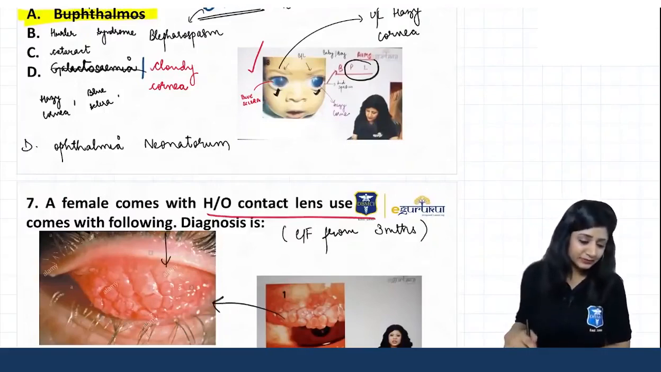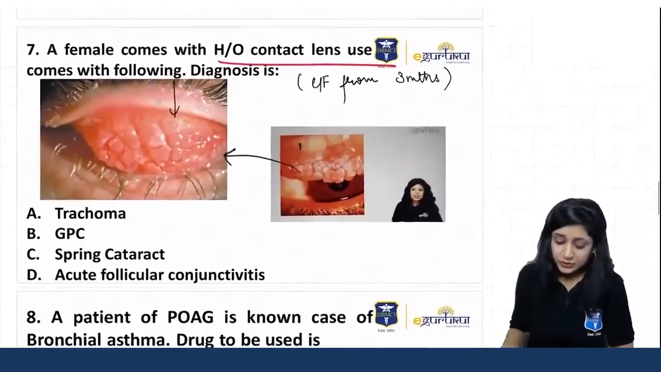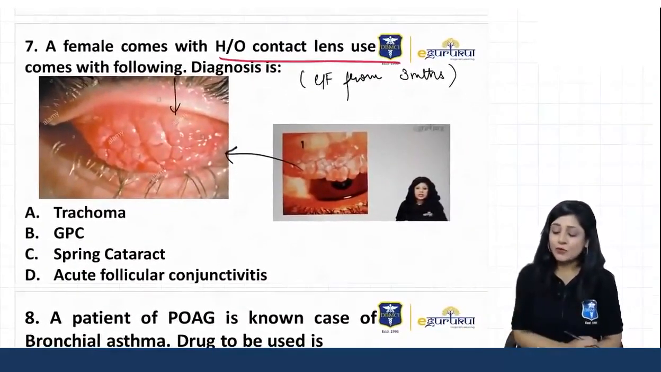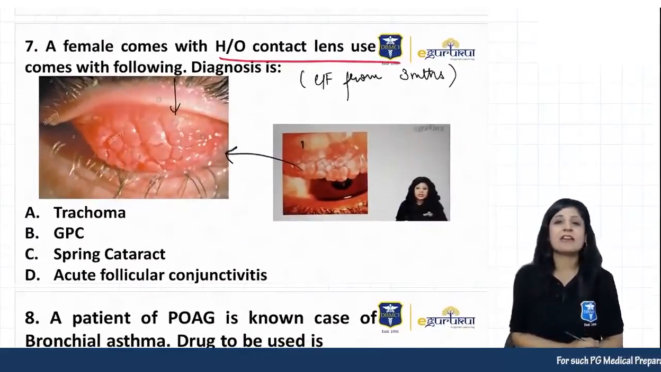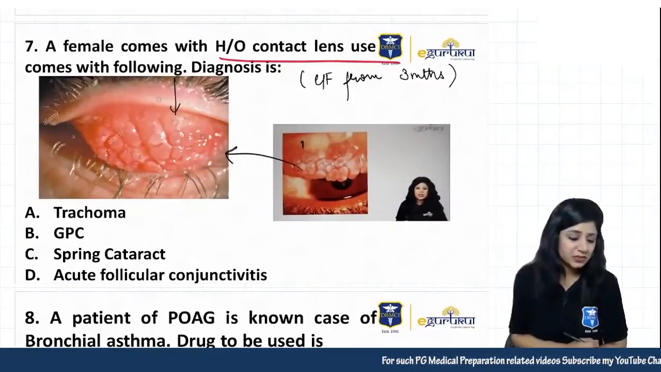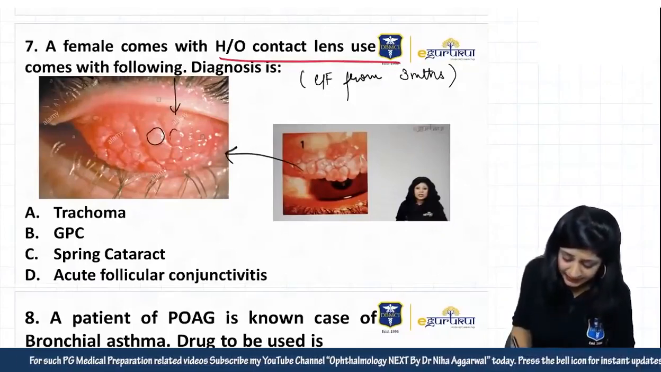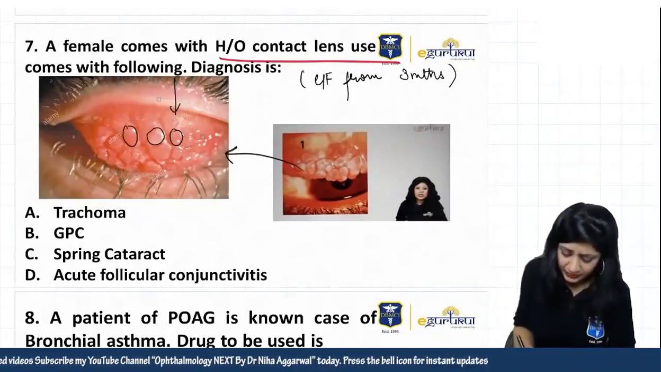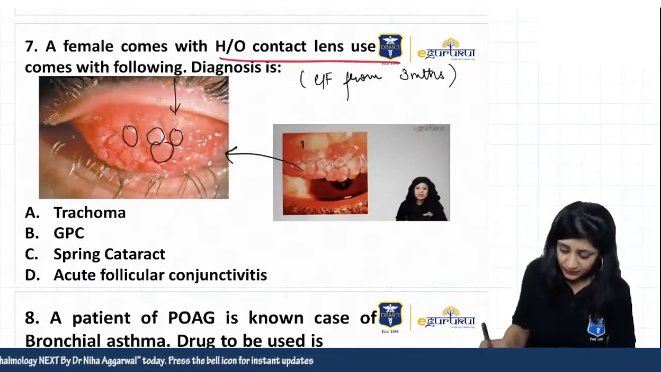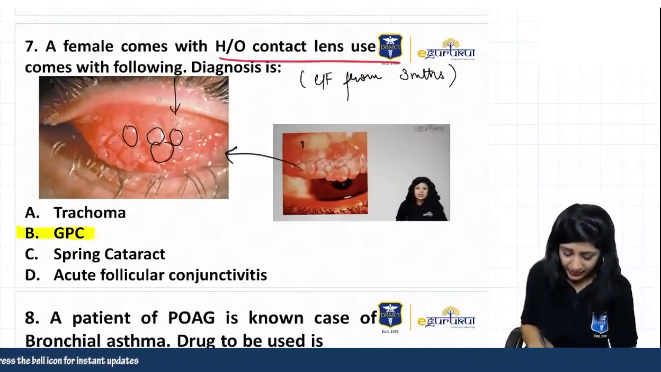Oh, thank you. So look at this. A female is coming with a history of contact lens use, and she was having some problem for 3 months. So what is your answer? Can you see these giant papillae? So this was a direct question again. So the answer will be giant papillary conjunctivitis.